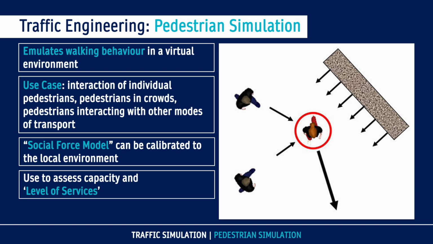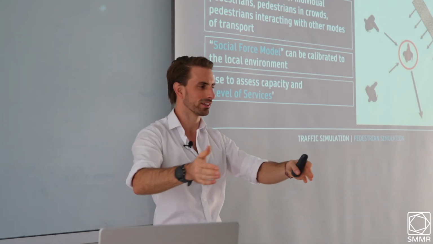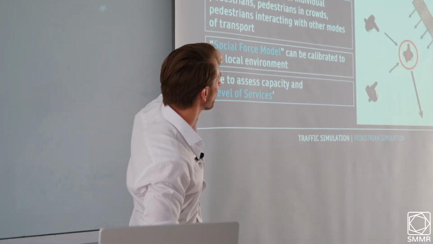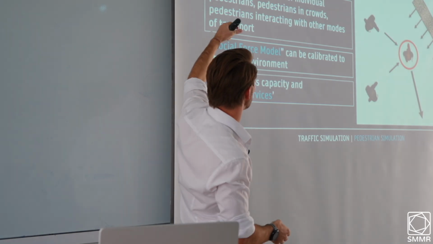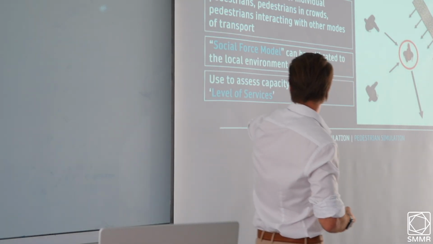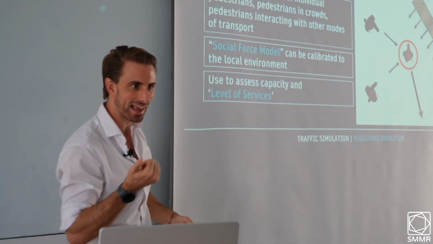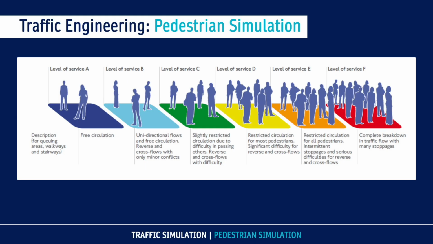So imagine a tunnel. If you're by yourself, you will naturally walk in the middle. If you are with two people next to each other, you will rearrange yourself accordingly. So there's an algorithm that's meant to reflect how people move naturally in the real world. And we can use this to assess capacity and level of service.